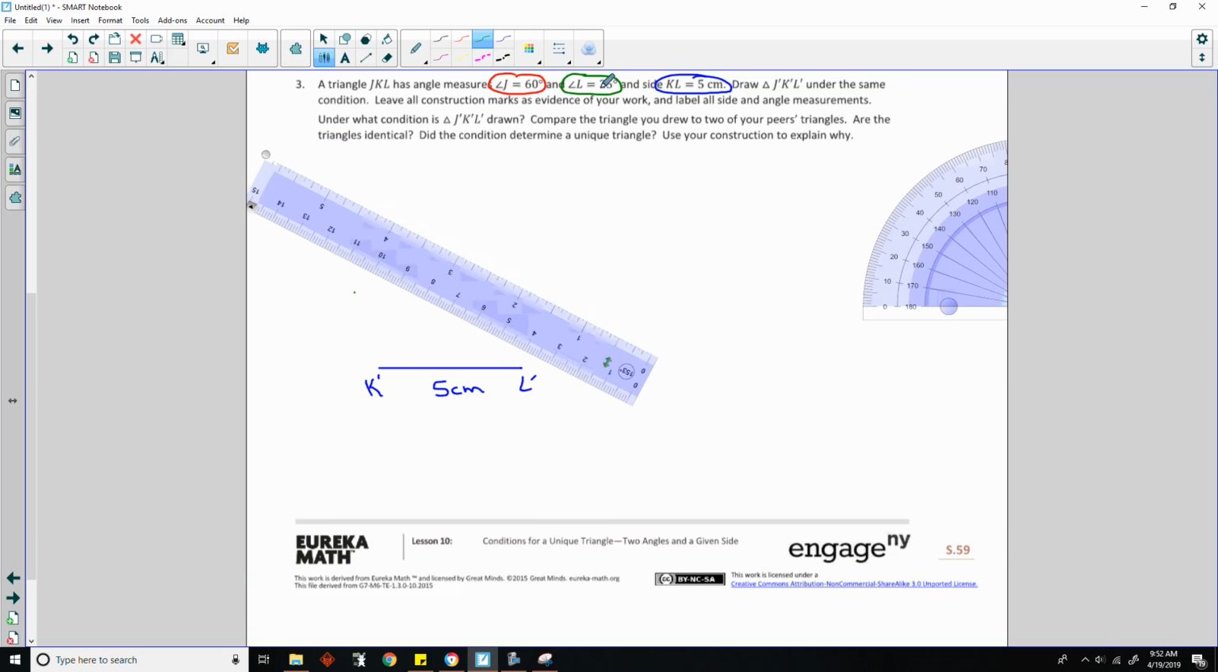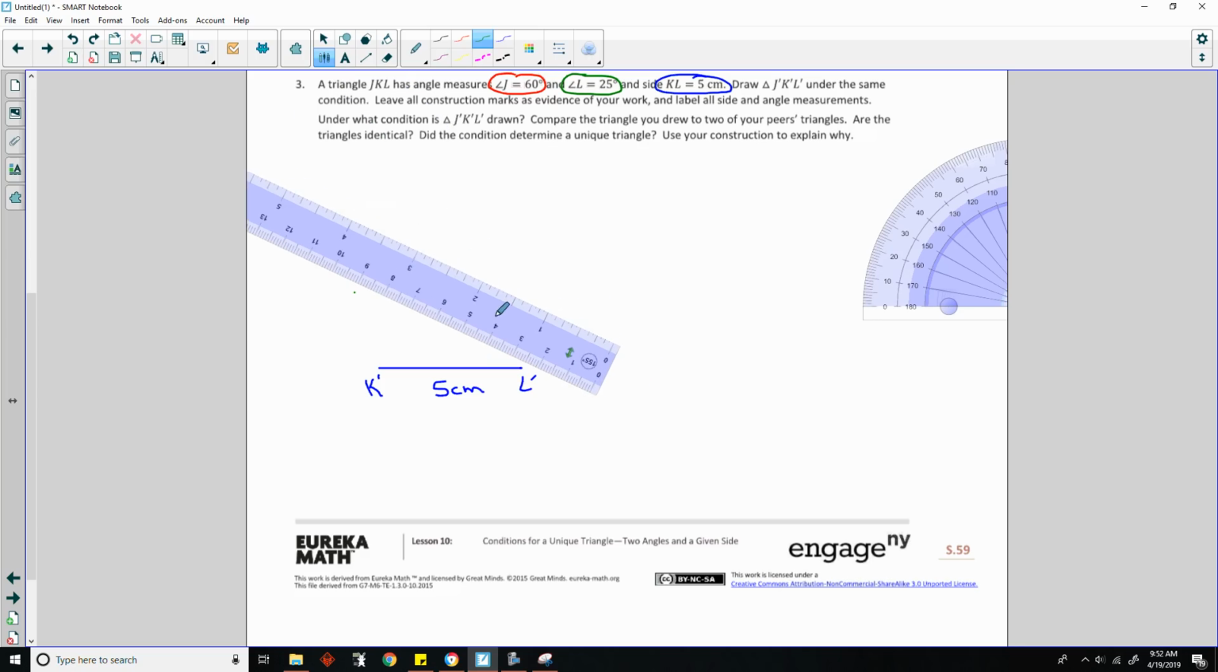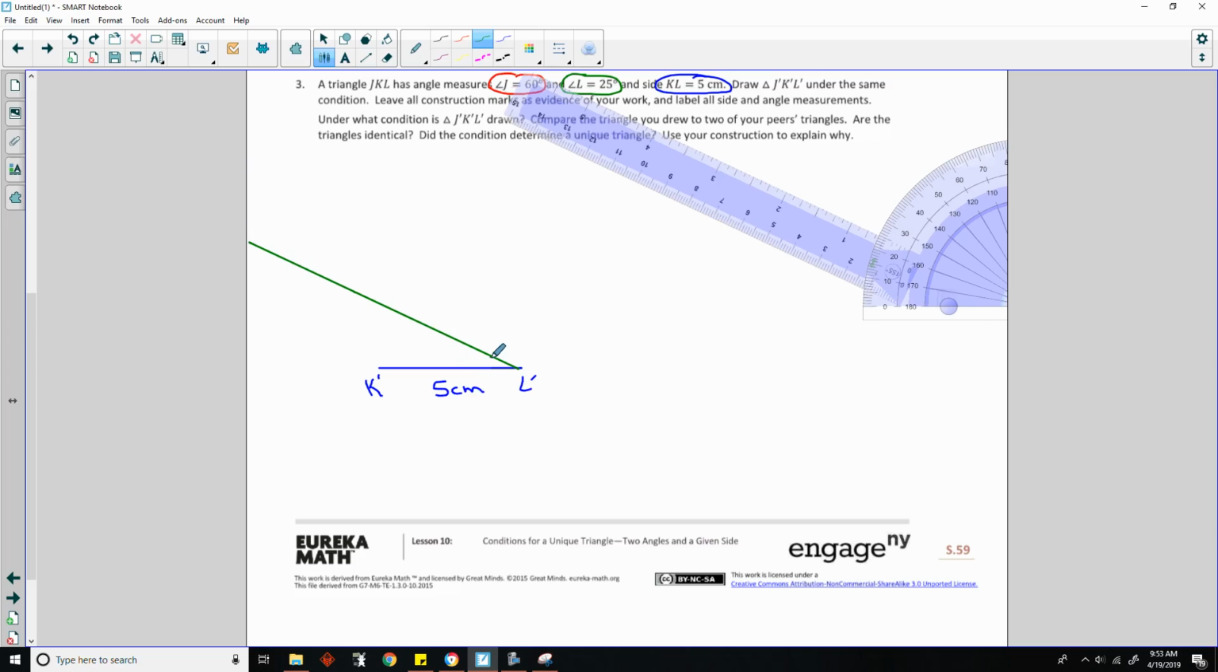How many degrees are we doing? 25? All right. So if I put my ruler right at 0, right there, and go through that point, like so, then that angle is 25 degrees. Alrighty. Somewhere on this, I need a 60-degree angle. I don't know where. So, what are we going to do?